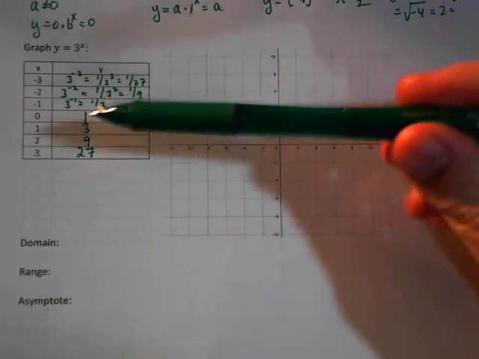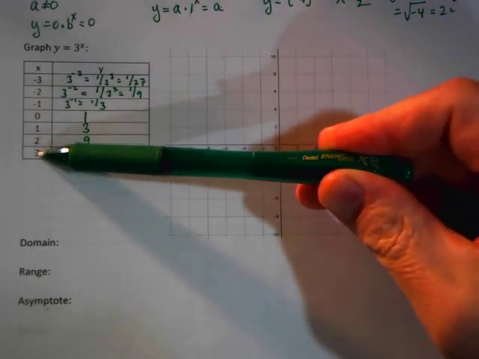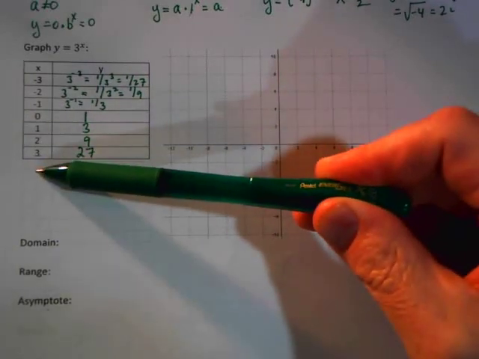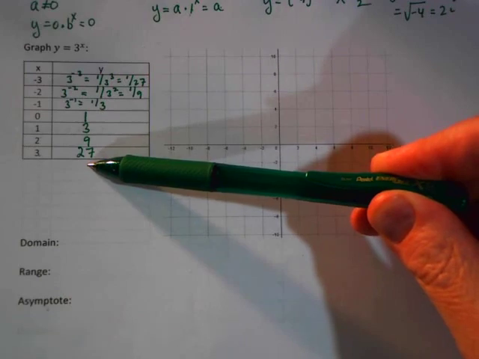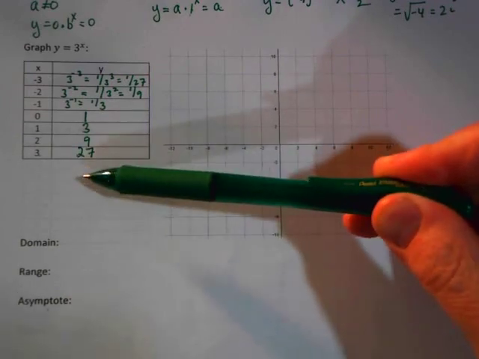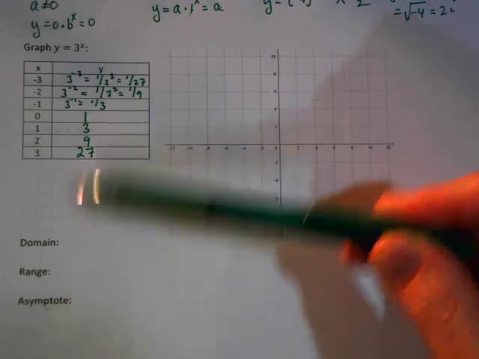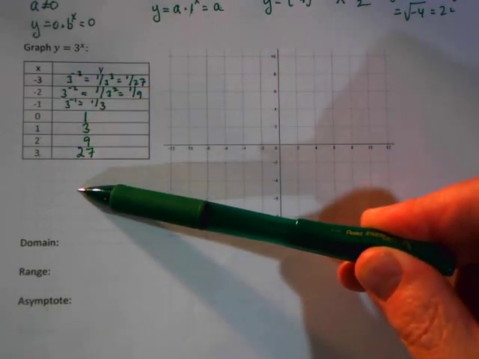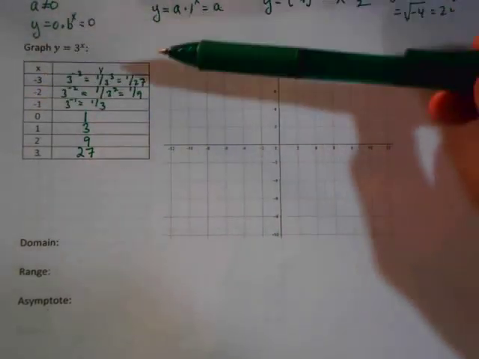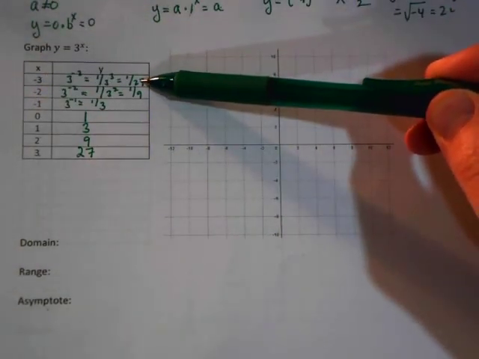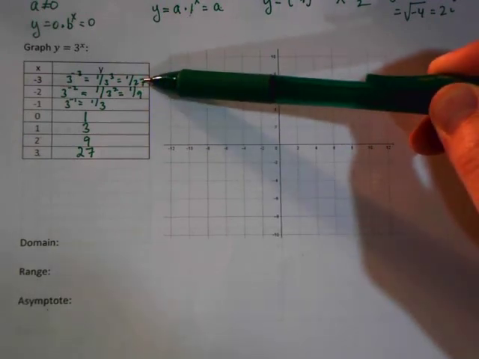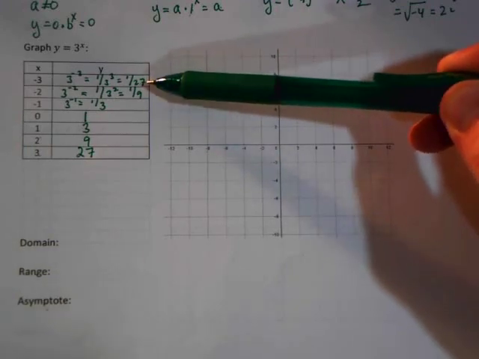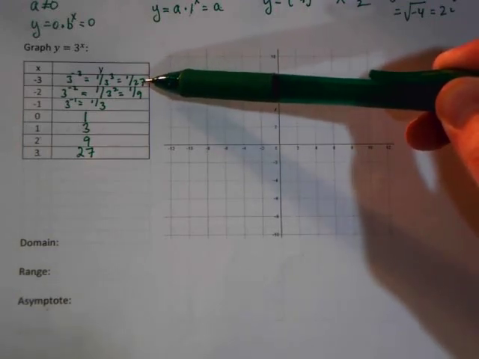Okay, so notice what's happening here. If I start using positive numbers, my answers get really big really fast. 3 to the 4th, if I plug the 4 in, that would be 81. 3 to the 5th, I don't know what that is. 243 maybe. Anyway, if I keep using positive numbers, my y values are going to get really, really big. On the other hand, if I keep using negative numbers, my y values are going to get really, really small, really, really close to 0, but they're never going to hit 0. I'm always going to have 1 over a positive number. It's going to get really close to 0, but never will be 0.